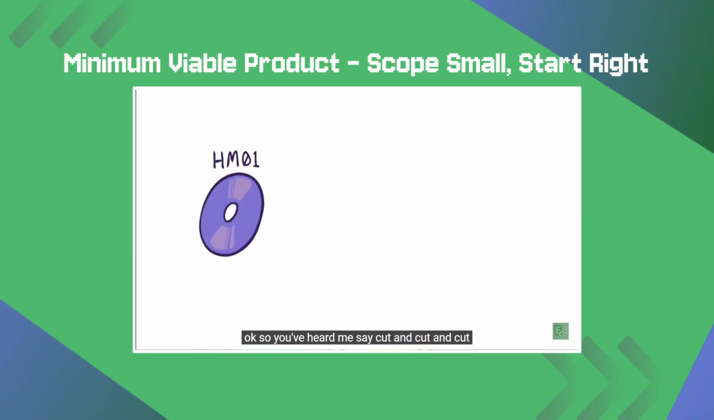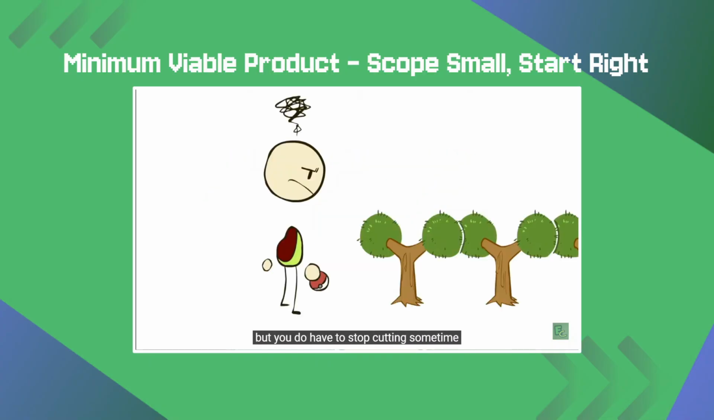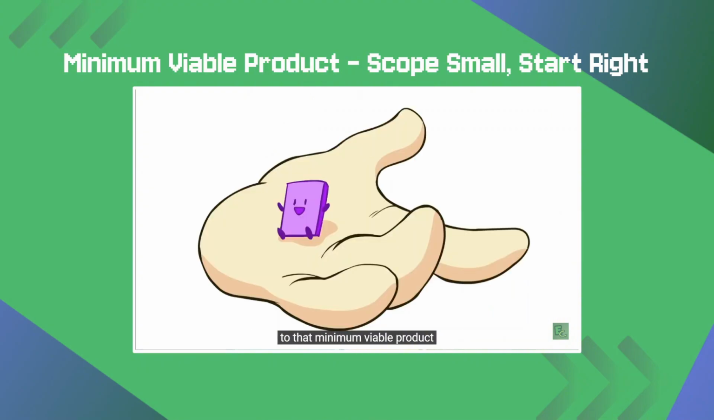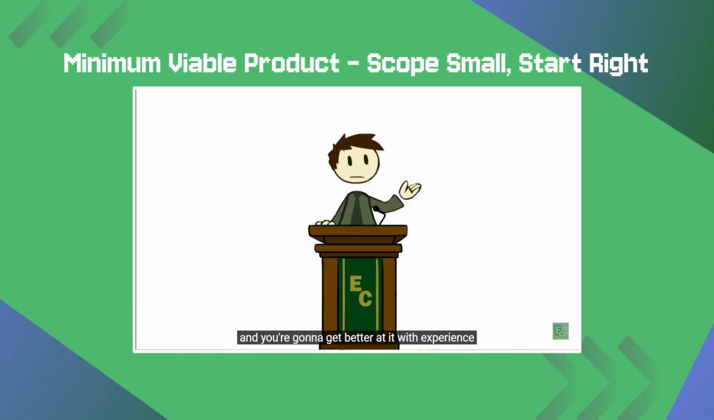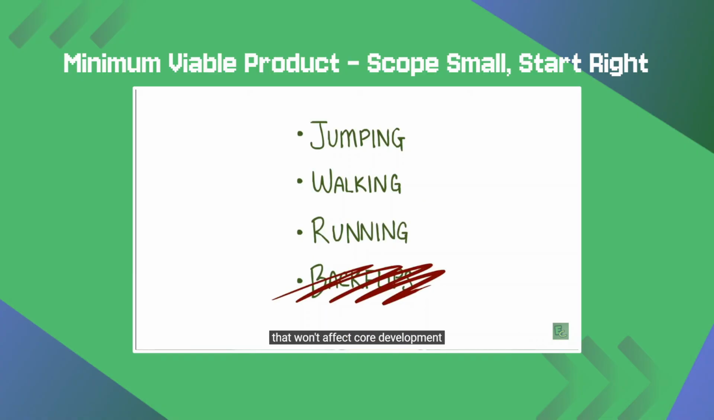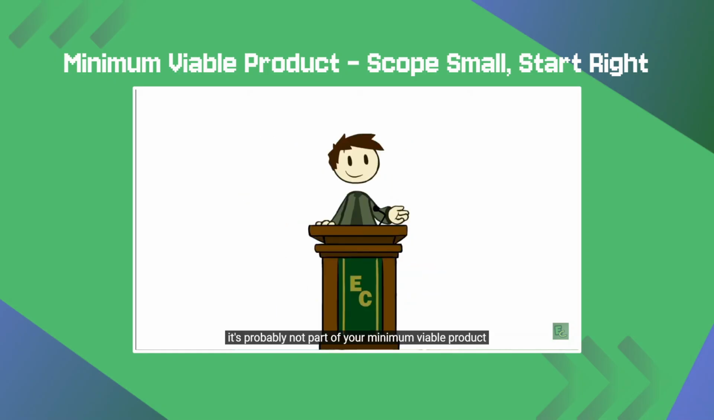Okay, so you've heard me say cut and cut and cut, and that when you think you're done cutting, you're probably not done cutting, but you do have to stop cutting sometimes. So how do we determine when we're down to that minimum viable product? Well, this one is a bit tough, and you're going to get better at it with experience, but the basic idea is to find the absolute minimum set of features that won't affect core development. If you could cut a feature and still technically ship your game, it's probably not part of your minimum viable product. But because this is as much an art as it is a science, let's run through some examples so we're all on the same footing.